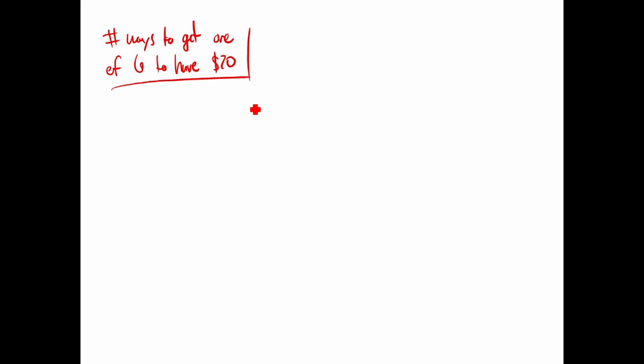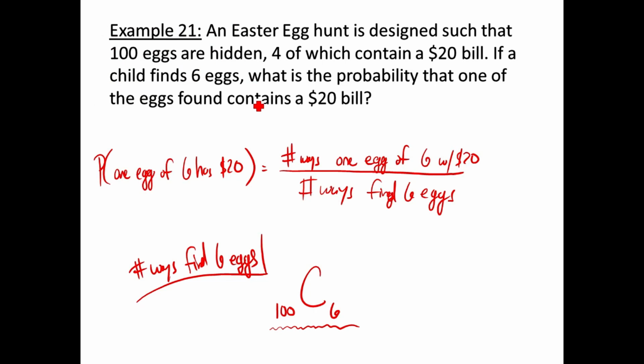So how many ways can we get, say, 1 of the 6? The denominator is just, in general, how many ways could that kid have picked up 6 eggs? Well, there's 100 eggs out there. We want 6 of them. And the order doesn't matter.